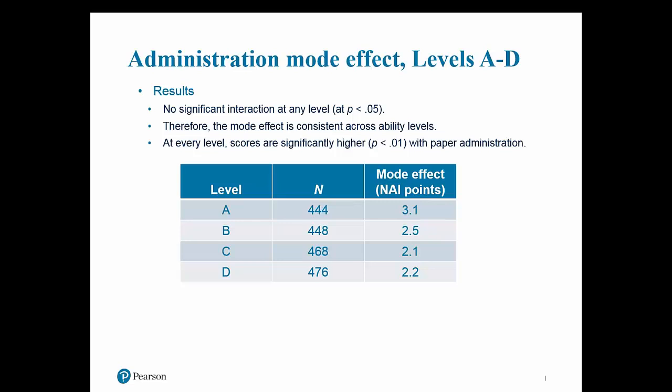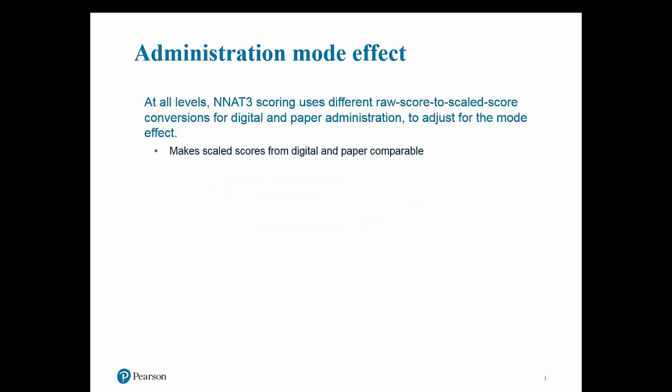So overall, we have a very consistent finding of higher scores with paper than with online. We don't know why this is the case, but it certainly seems to be very robust, and so we take it seriously and adjust for it in the scoring. So at all levels, NNAT 3 scoring uses different raw score to scaled score conversions, to make the scaled scores the same regardless of what modality is used for the administration.